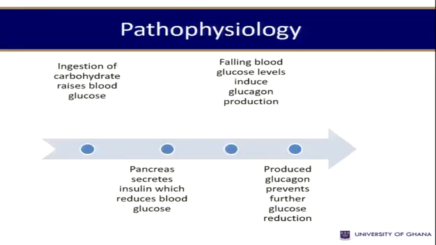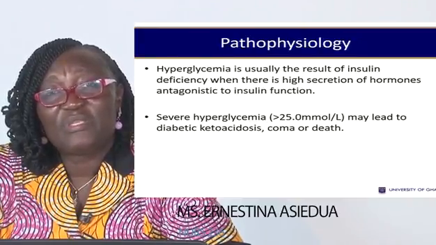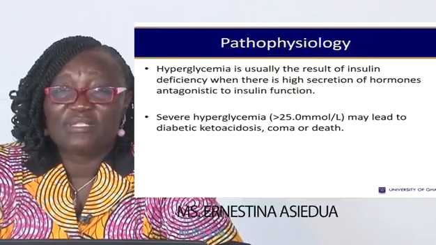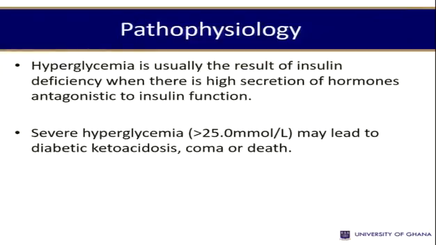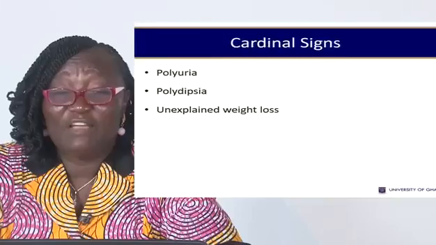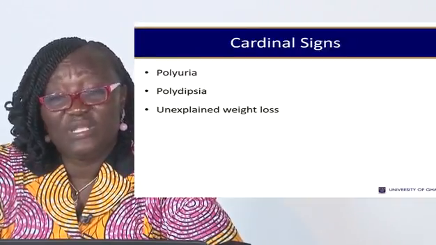I know you've done medicine and you've done diabetes already, so we don't want to waste too much time on this pathophysiology. Now, hyperglycemia is usually the result of insulin deficiency when there is high secretion of hormones antagonistic to insulin function. Severe hyperglycemia, greater than 22 millimoles per liter, may lead to diabetic ketoacidosis, coma, or death. The cardinal signs: you can have polyuria, polydipsia, and unexplained weight loss.